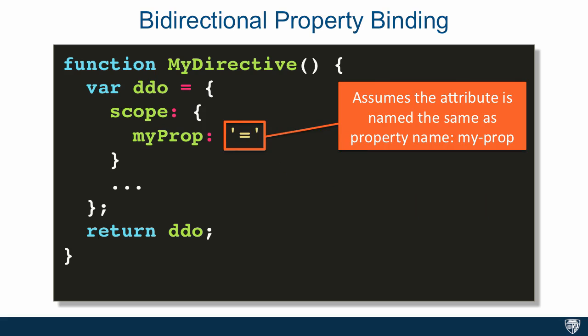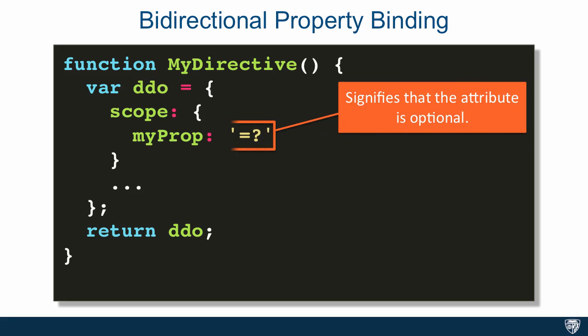If you leave the value as simply an equal sign and you don't specify the name of the attribute, the AngularJS compiler will assume that the name of the attribute in the HTML template is the same as your directive's property name. In this case, myProp, or when it's denormalized for the HTML template, it will be my-prop. Also, if you follow the equal sign with a question mark, that will signify to the Angular compiler that the attribute is optional. Obviously, the code in your directive has to be aware that it's possible that the user of your directive will not supply a value for the scope property. So you cannot rely on that value to be there, as it might be undefined.